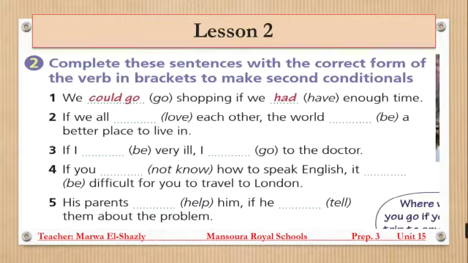Number 2, if we all loved each other, the world would be a better place to live in. Number 3, if I was very ill, I would go to the doctor. 4, if you didn't know how to speak English, it would be difficult for you to travel to London. 5, his parents would help him if he told them about the problem. I'll give you time to think. Remember our rule: if in the second conditional is always followed by past simple, and the result part, the second sentence, is in could plus infinitive.